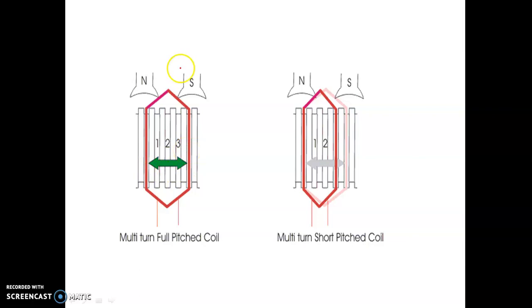This coil is multi-turn, many turns are there. Full pitch means north and south constitute a 180 degree electrical span. 180 degree electrical span is called a full pitch coil.